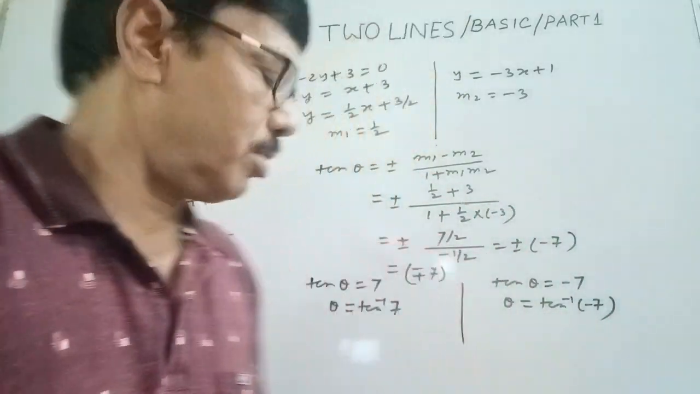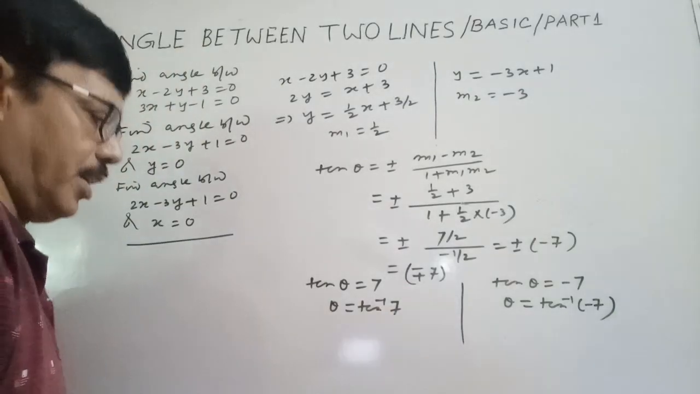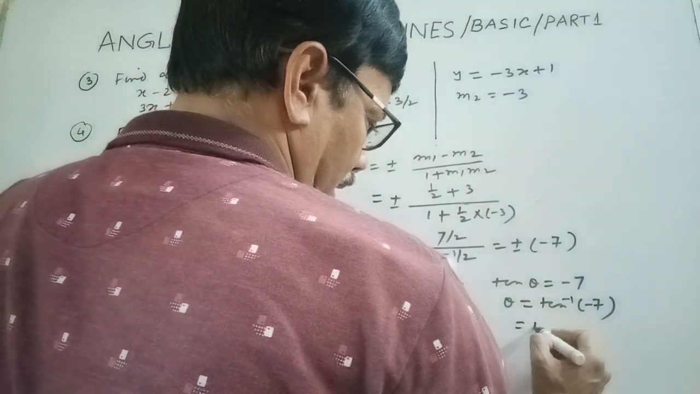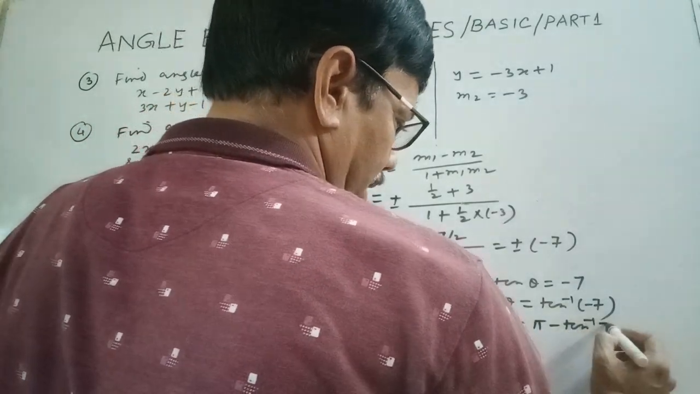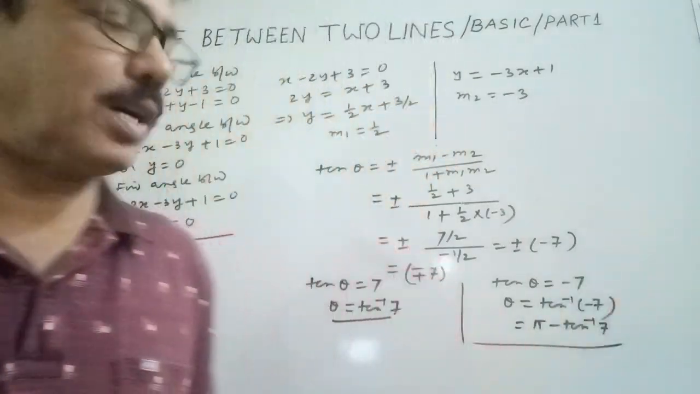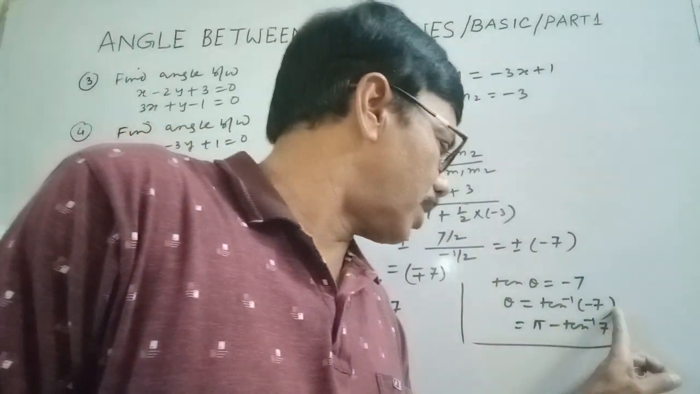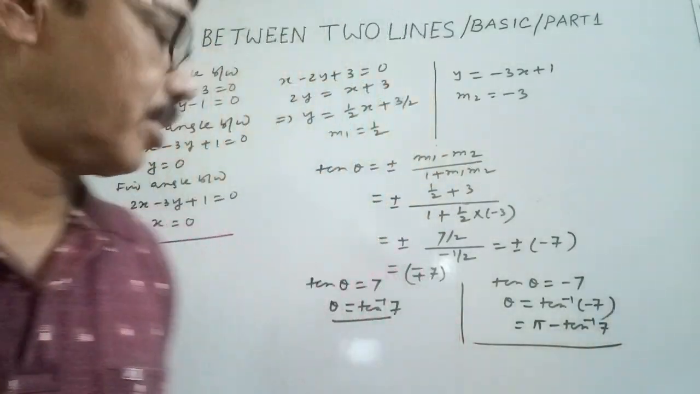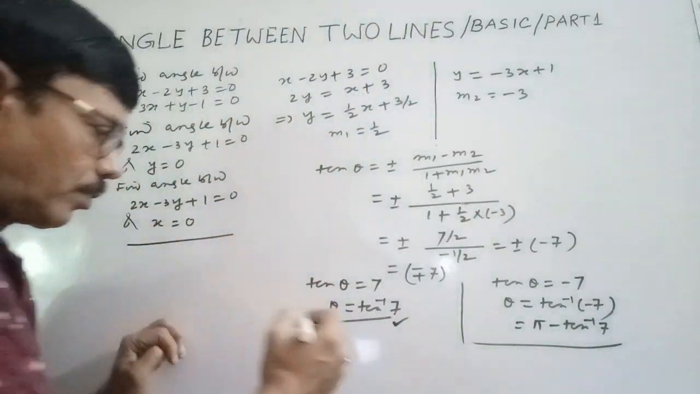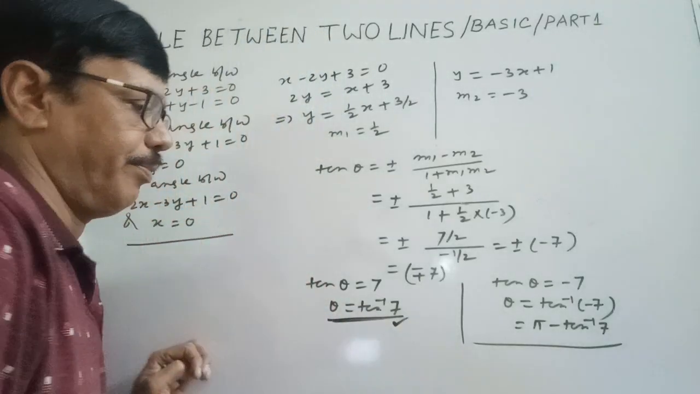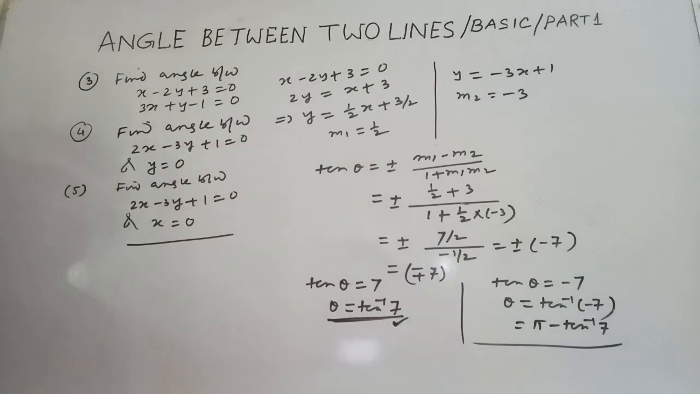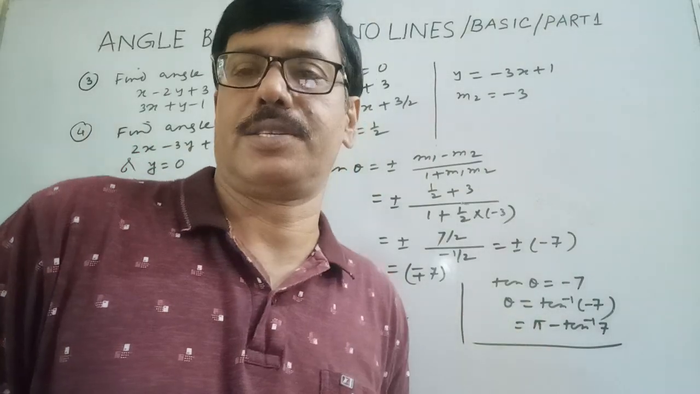Now you know the sum of angles is 180. So if the acute angle is tan inverse 7, then the other one is pi minus tan inverse 7. This also comes from the formula of inverse circular functions, tan inverse of minus x is pi minus tan inverse x. So you find the acute angle, or you find one angle, then subtract it from pi. So the angle is tan inverse 7.